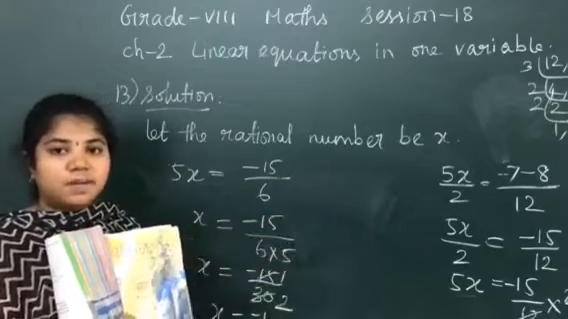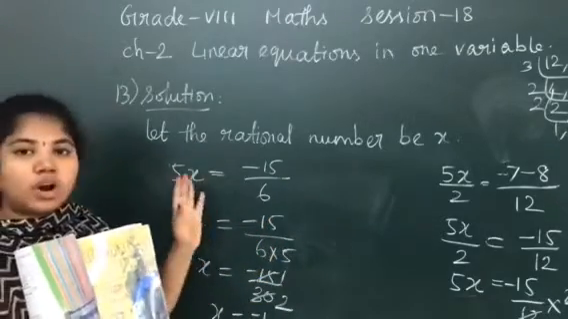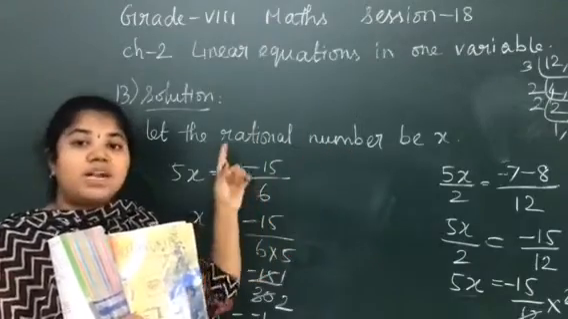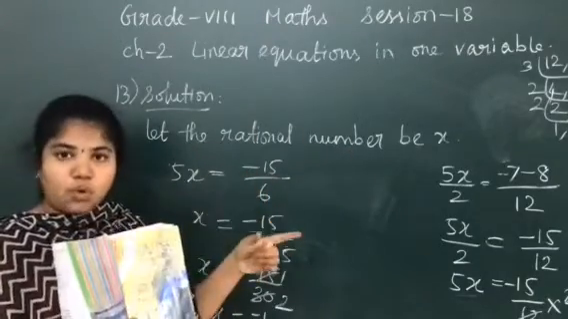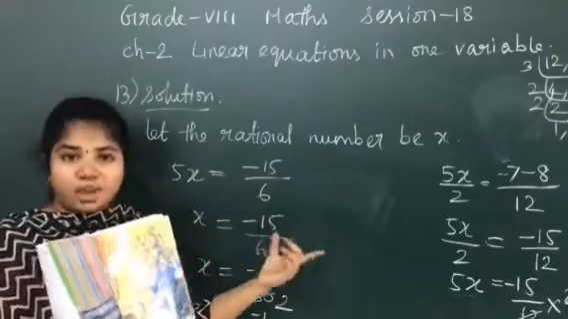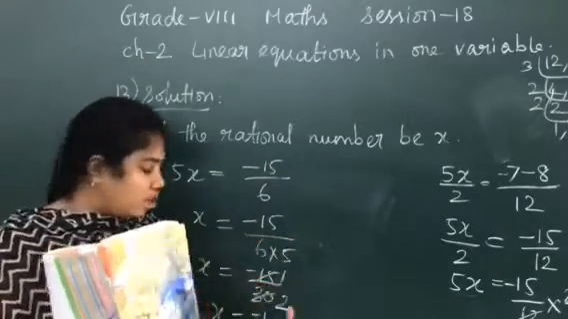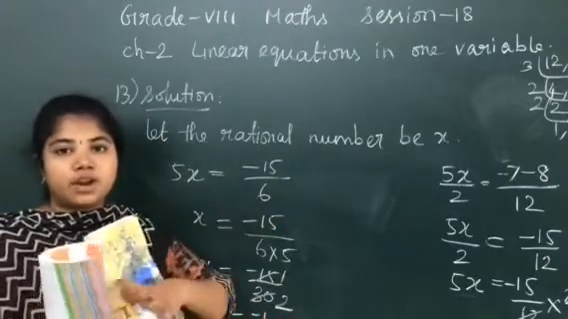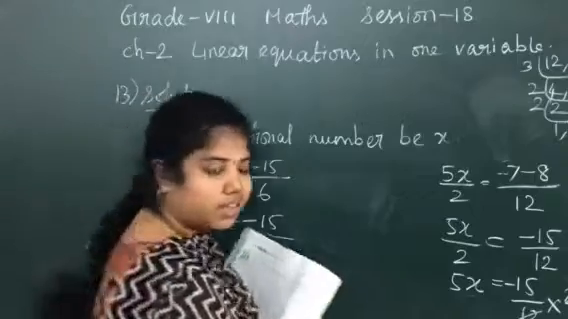Are you clear with the sum? Again I will tell you, we don't know what the rational number is. So we have considered the rational number as x. X multiplied by 5 by 2 and the product is added to 2 by 3 and the answer will be minus 7 by 12. If you solve everything, you are getting x is equal to minus 1 by 2. That is my rational number. Can you understand? Are you clear? Let us move on to the next sum.